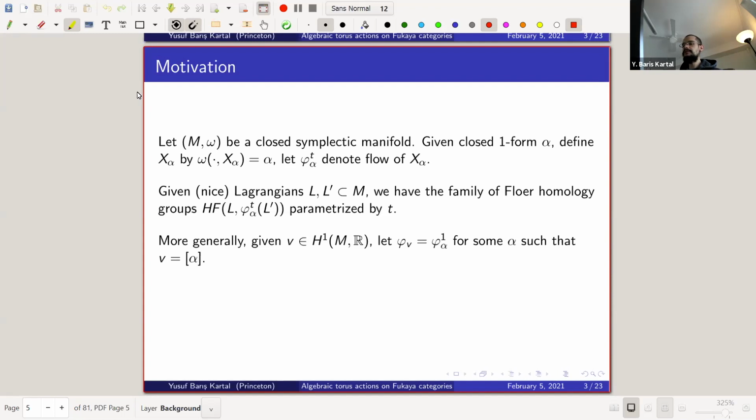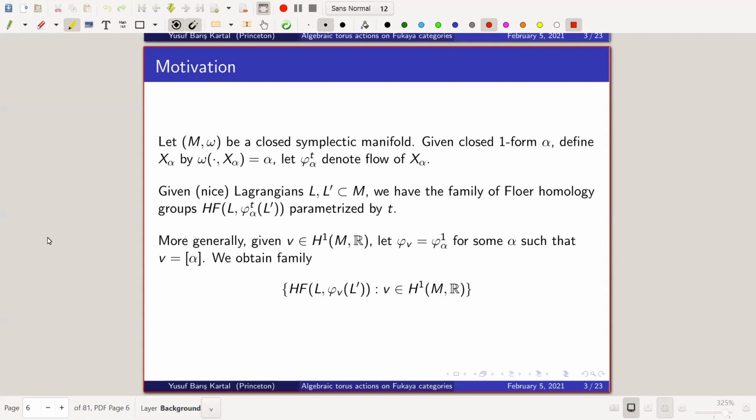And more generally, if you have an element v of the first cohomology with real coefficients, then you can pick a closed one form alpha that represents this class, and you can define phi v to be phi alpha 1. So this is well defined up to Hamiltonian isotopy, and you can get a family of Floer homology groups, HF of L, phi v L prime. So this is parameterized by the first cohomology. I'll soon enrich this by adding unitary local systems.